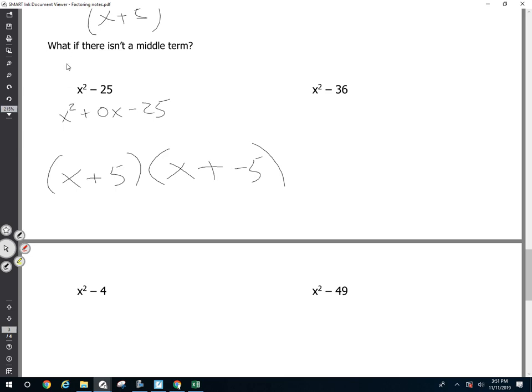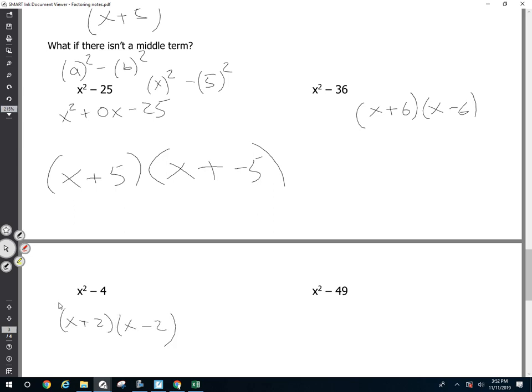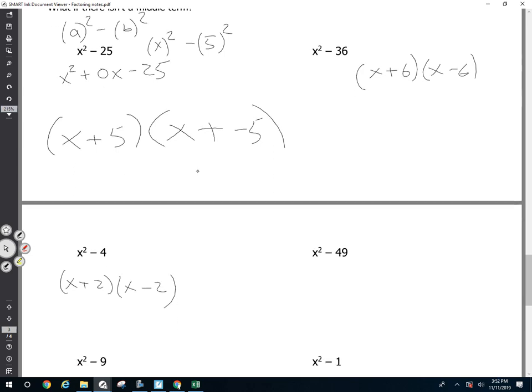This is what we call a difference of squares, and we'll talk about this more. If you have a perfect value squared minus another value being squared, this is like x being squared, and this is 5 being squared. You'll have the positive number and the negative number. This is x plus 6, x minus 6. 6 squared is 36. X squared minus 4, x plus 2, x minus 2. Right? It's called a difference of squares. There's a rule for it that we'll get into later, but for right now, it's good.